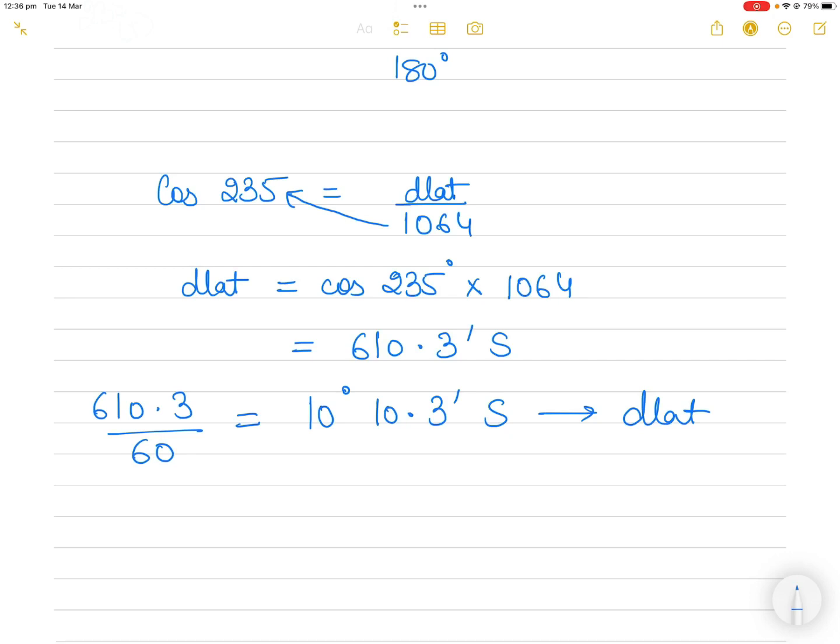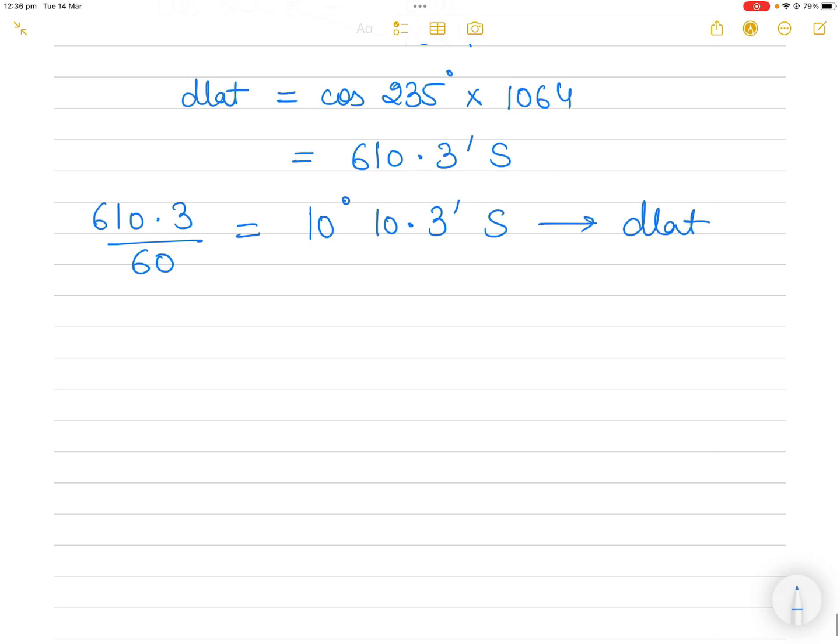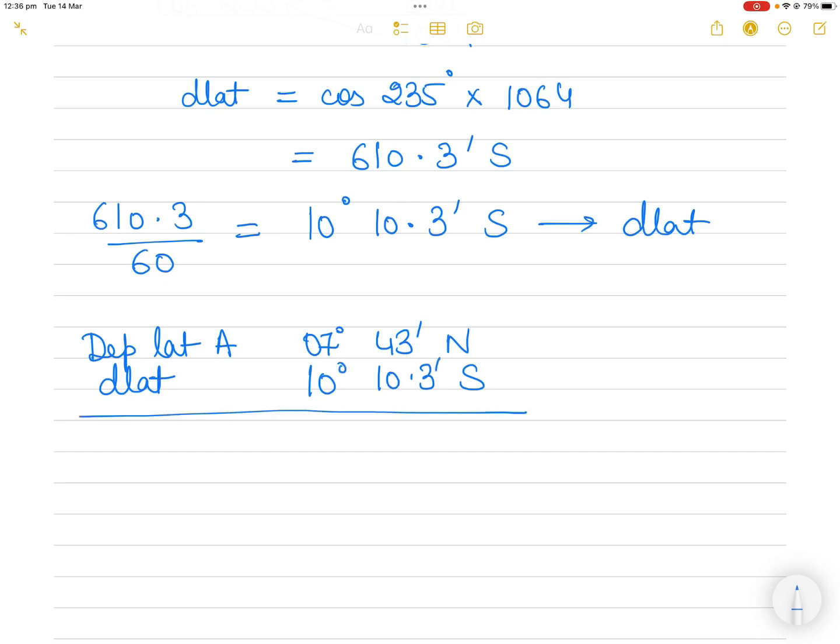Alright, so I've converted 610.3 into degrees and minutes, so I can apply it to my departure latitude. So my departure latitude A is 7 degrees 43 minutes north. My D-lat is 10 degrees 10.3 minutes south. Right? So what will be my arrived latitude?